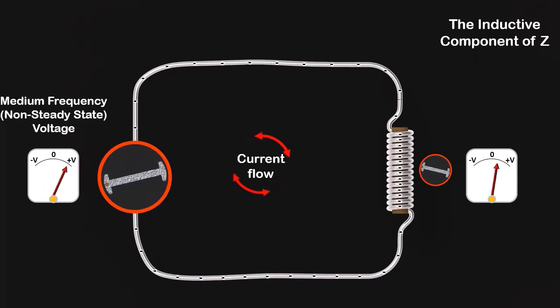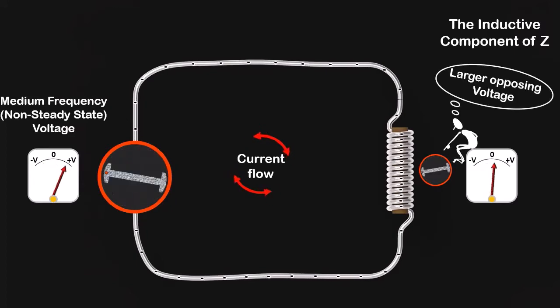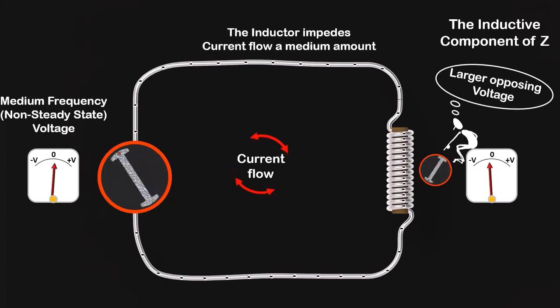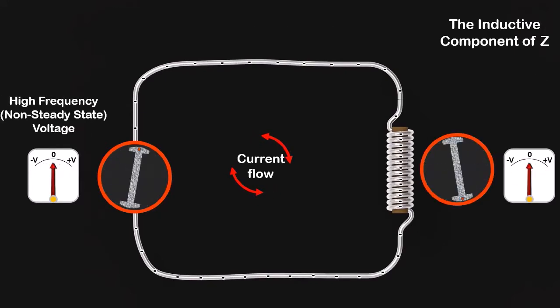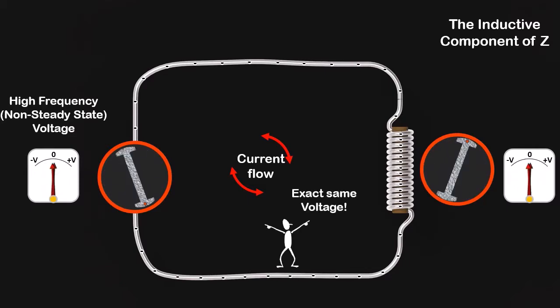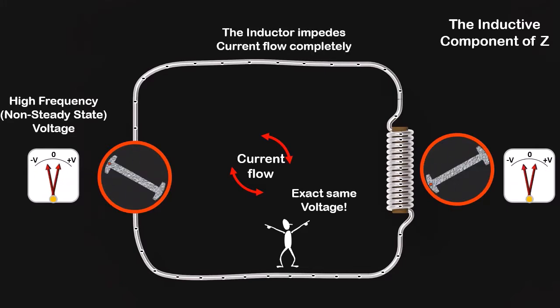Let's increase the frequency. The voltage on the inductor has become larger with the result of impeding current flow more. What happens if we use a high frequency supply voltage? The voltage on the inductor has grown to the same voltage as the source voltage. The inductor has impeded current flow completely.